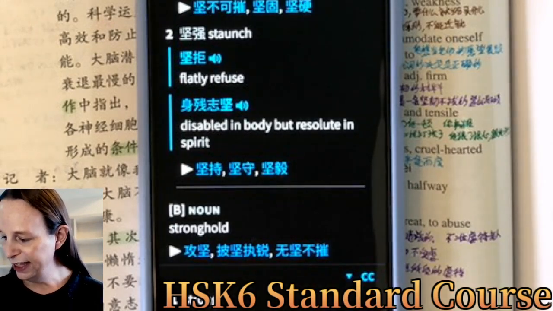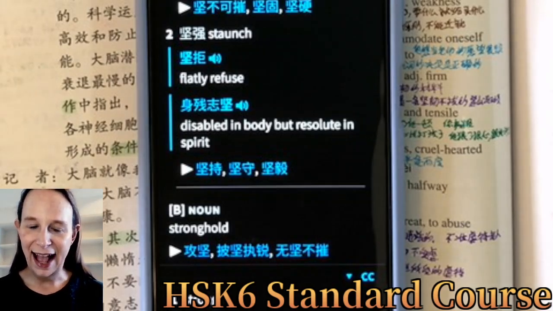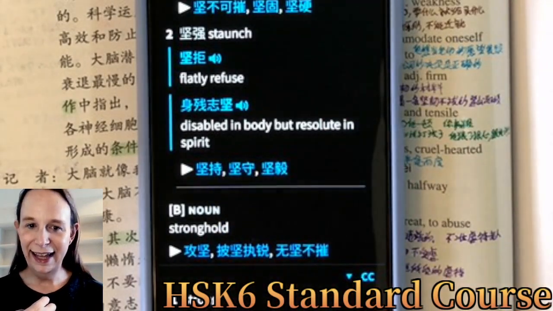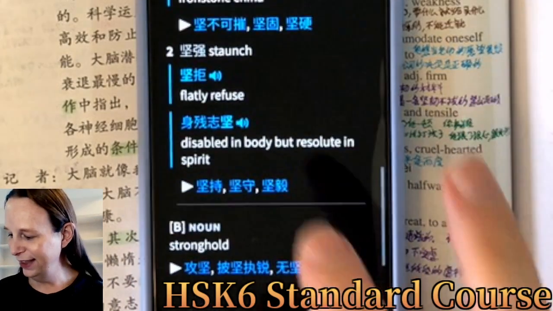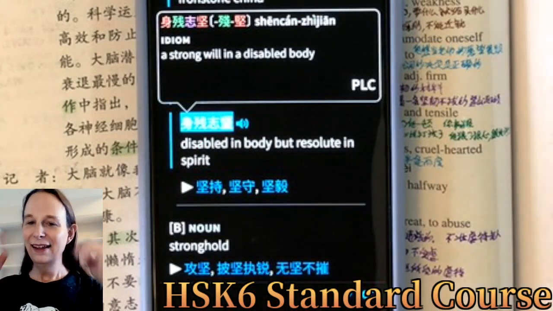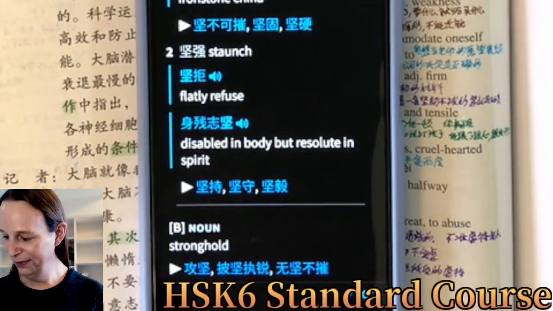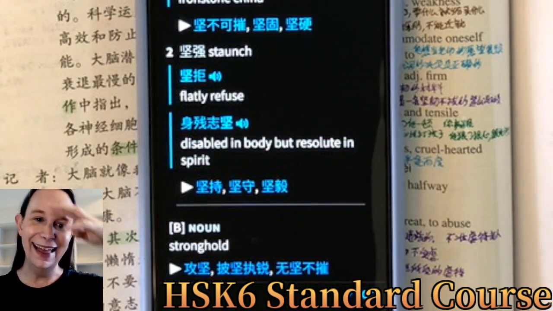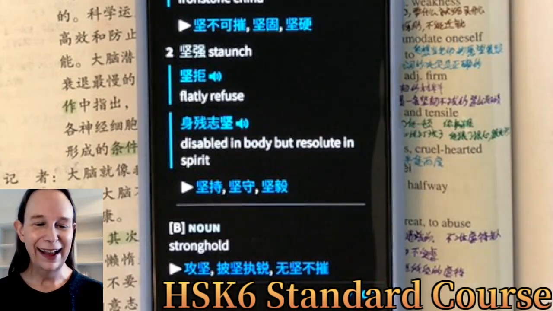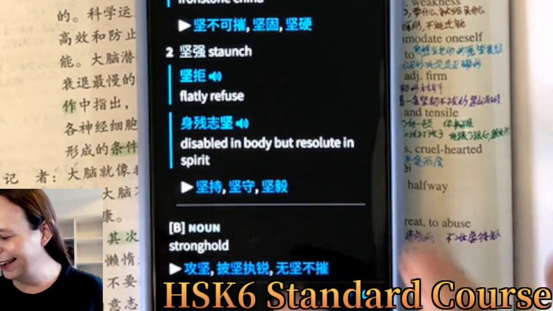身残志坚. So 身 is your body. 残疾的残, right? 志 willpower. 坚 is still staunch. So this is someone who's disabled but staunch, whose willpower is very staunch. Yeah, I mean people like that. They can't walk, or they can barely walk, and somehow they just figured out ways around, and they're really good at something.